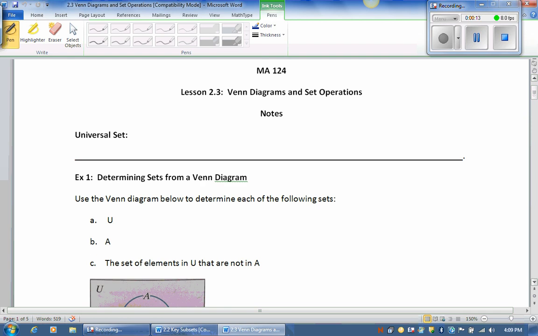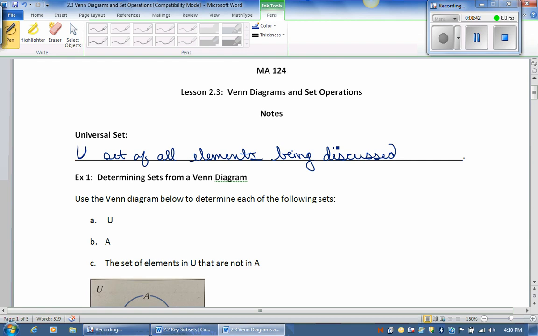Okay, so the first thing we have to talk about is what's called a universal set. A universal set is symbolized by an uppercase U, okay? And it's the set that contains all of the elements being considered in a given discussion or problem, okay? So it's the set of all elements being considered or being discussed.